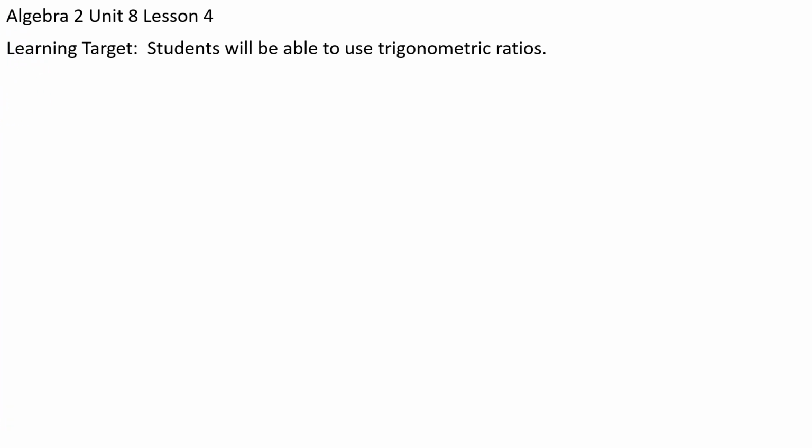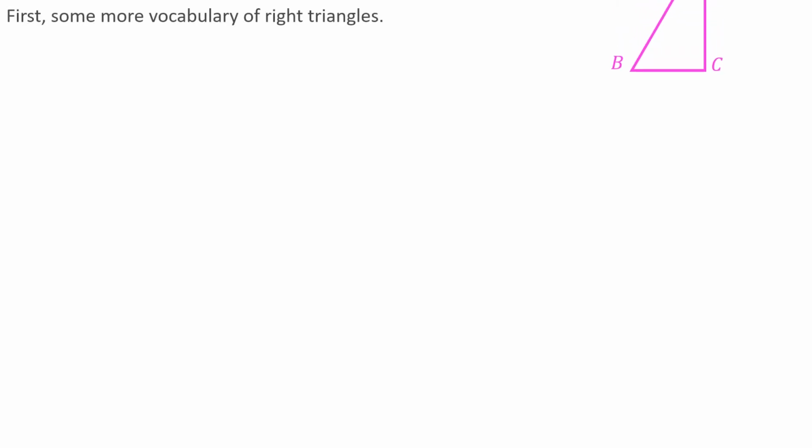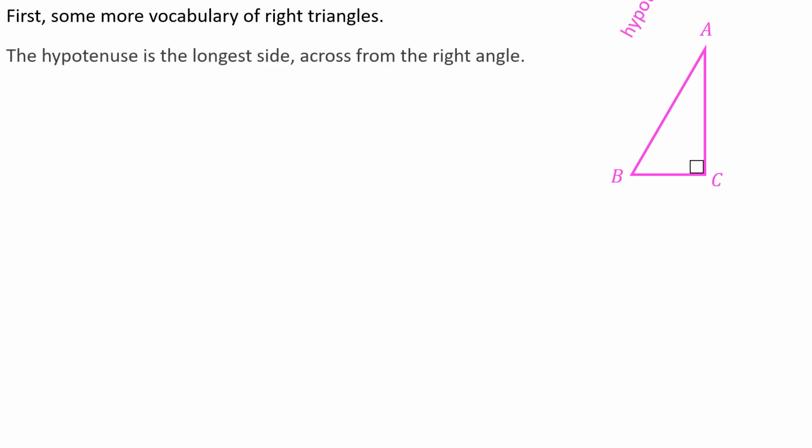You're like, what on earth does that mean? Well, let's find out what that means. And of course, more vocabulary of right triangles. Of course, we already knew there's a right angle. We know that the vertices are labeled with capital letters. C is usually the right angle. Hypotenuse, of course, has to be the longest side across from the right angle.